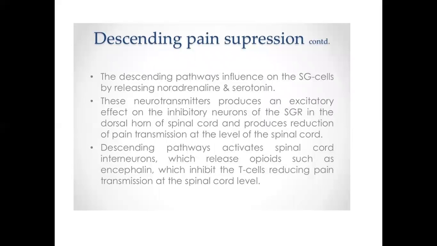The descending pain suppression. The descending pain pathways influence substantia gelatinosa cells by releasing noradrenaline and serotonin. This neurotransmitter produces an excitatory effect on the inhibitory neurons of the SGR in the dorsal horn of the spinal cord and produces reduction of the pain transmission at the level of spinal cord. Descending pathways activate spinal cord interneurons, which release opioids such as enkephalin, which inhibit the T cells, reducing pain transmission at the spinal cord level.